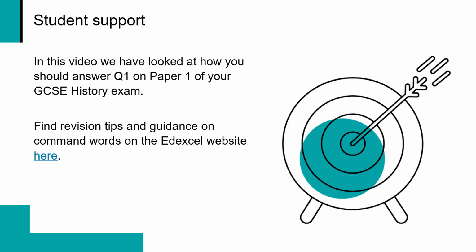That brings us to the end of this walkthrough video. We have looked at how you should answer question 1 on paper 1 of your GCSE History exam. We hope you have found it useful. Remember, we have videos available for every question on each paper. You can also find more information for students on our website. Look in the course materials under Student Support.